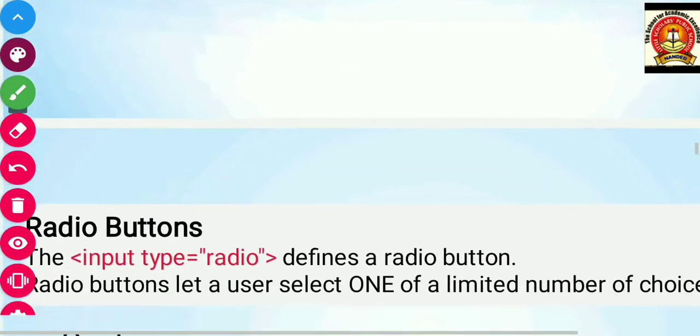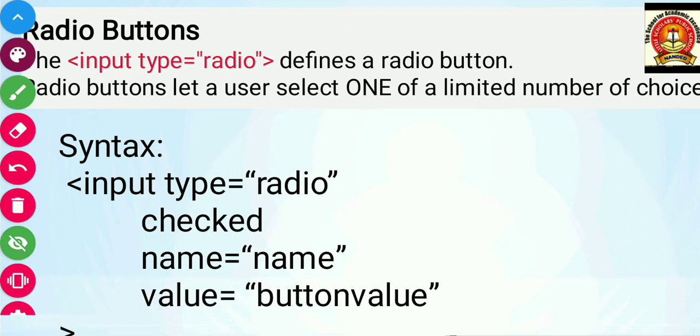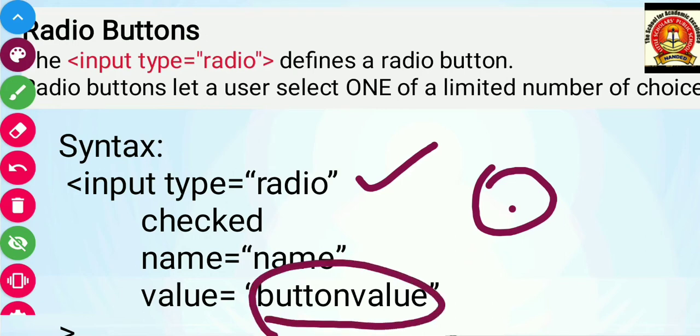Friends, next we are having radio buttons. So the input type radio defines a radio button. Radio buttons allow your user to select just one choice, that is, from a limited number of choices you can select one. For example, you are having the syntax. Here input type is radio, and here checked means a dot is there. Radio buttons are such buttons which have a dot inside, and the button value is the name of the radio button.